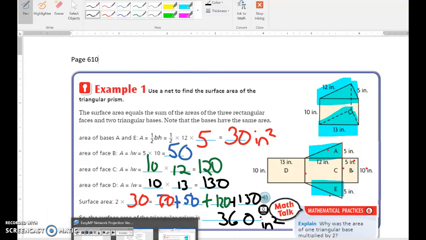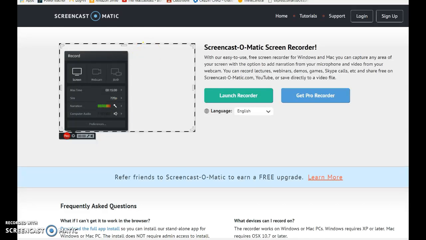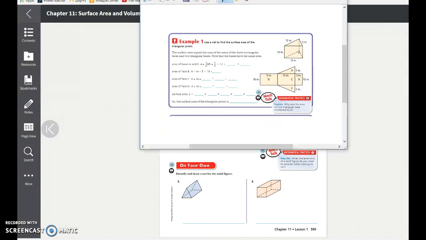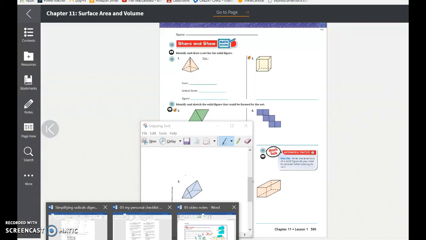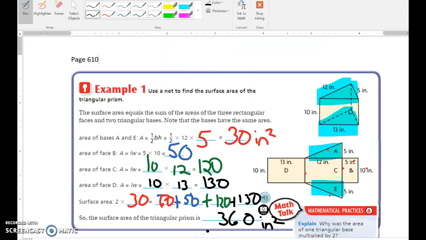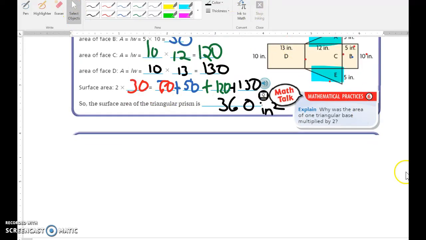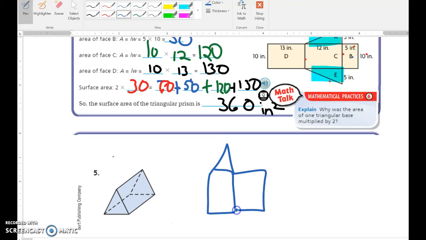So I want to take a moment and quickly practice drawing a net. Looking back in your book at page 599, number 5, we're just going to draw a super quick net for this guy. Now this one actually looks like a beautiful equilateral triangle, but we should make sure that if we have different measurements, we're able to successfully draw a net, right? So we've got our rectangle, we've got our triangles, and then we've got 3 triangles.